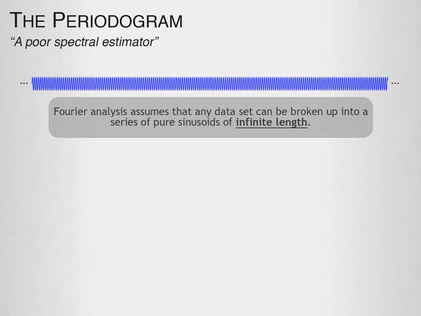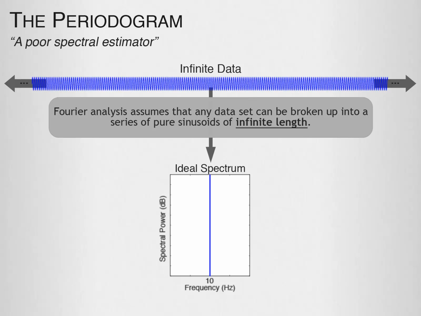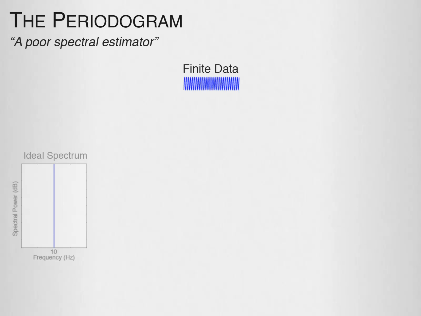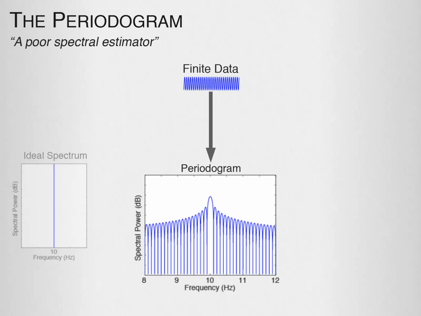In theory, Fourier analysis assumes that any dataset can be broken up into a series of pure sinusoids of infinite length. Let's say this 10 Hz sinusoid has infinite length, and we can use Fourier analysis to look at the power spectrum. Since it is a pure 10 Hz sinusoid, it will be a perfect vertical peak at 10 Hz. Unfortunately, in reality, we have finite data, and when we simply use the Fourier transform of the finite data to estimate the power spectrum, this is called a periodogram.